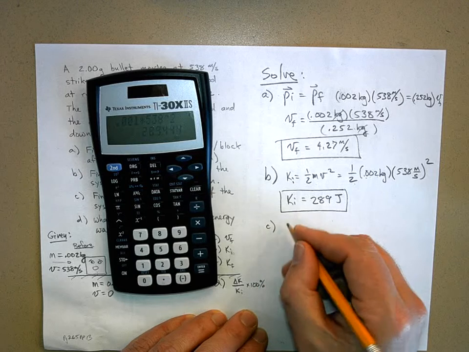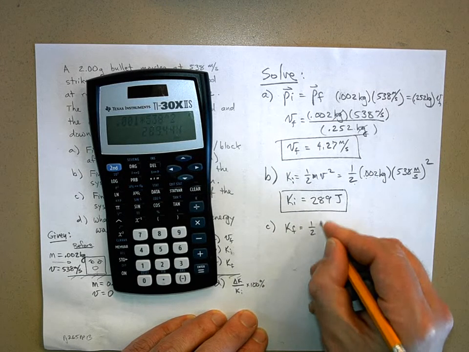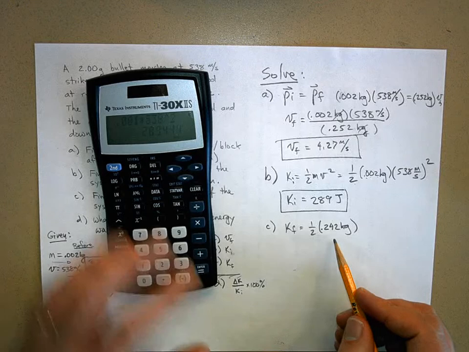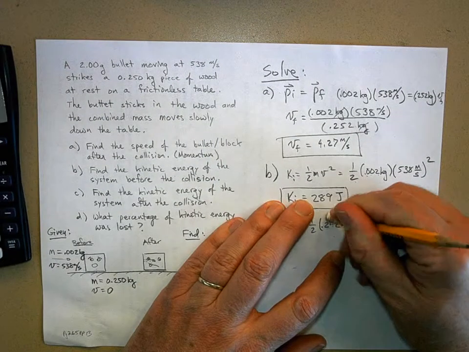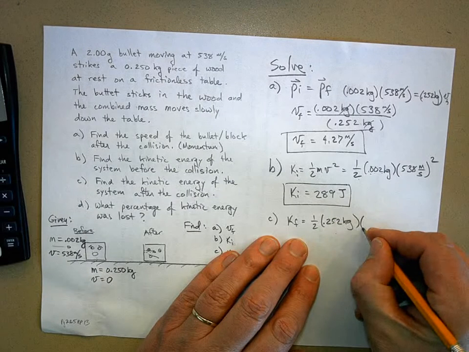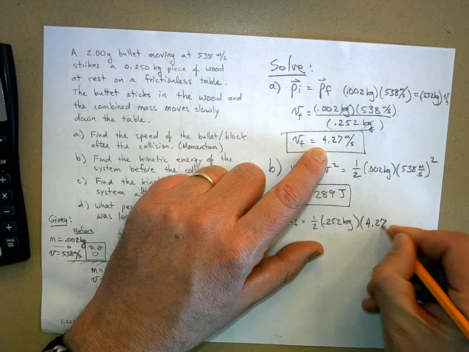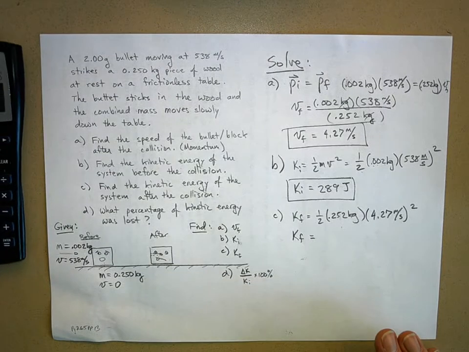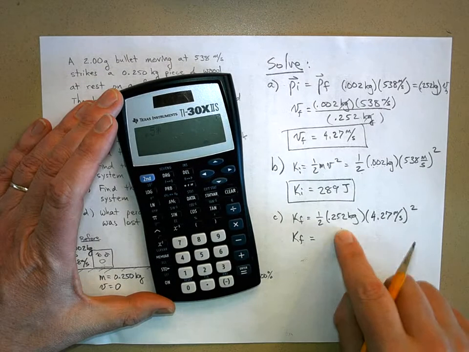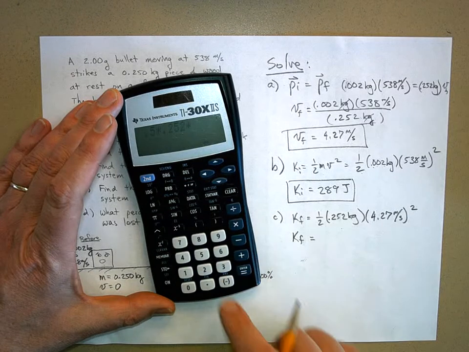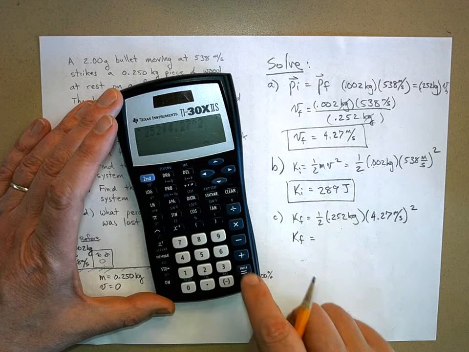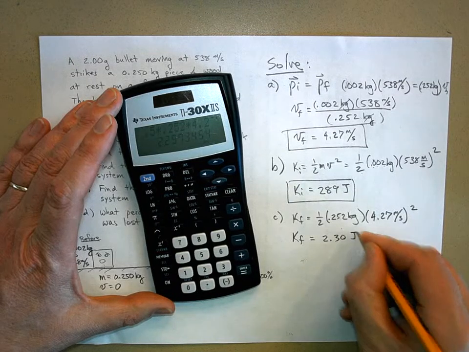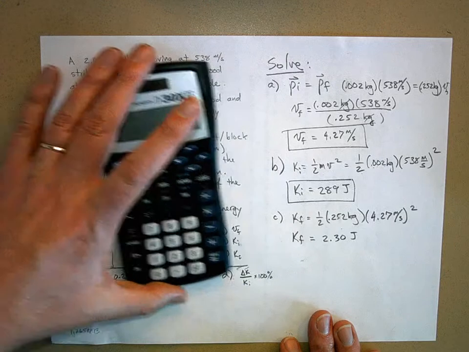Okay. Now part C, the final kinetic energy is just 1/2 of 0.252 kilograms. That's the total mass, right? The bullet plus the block. Times this velocity squared. And so our final kinetic energy will be 0.5 times 0.252 times 4.27 squared, and you get 2.30 joules. Correct? You agree with that?